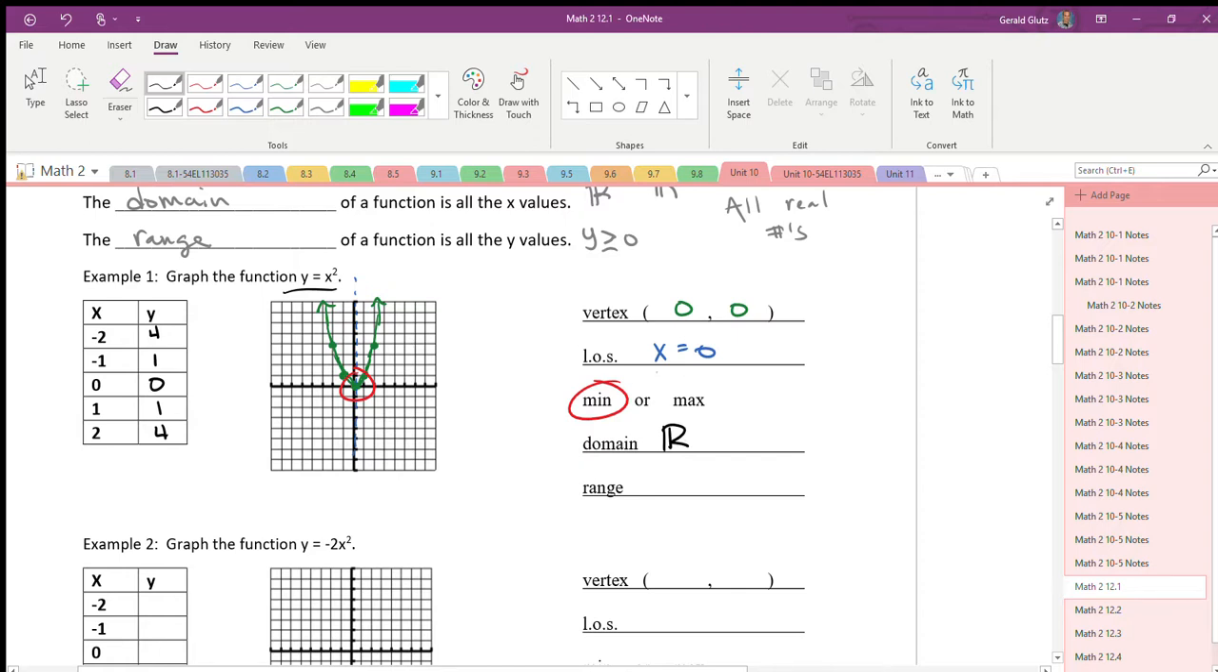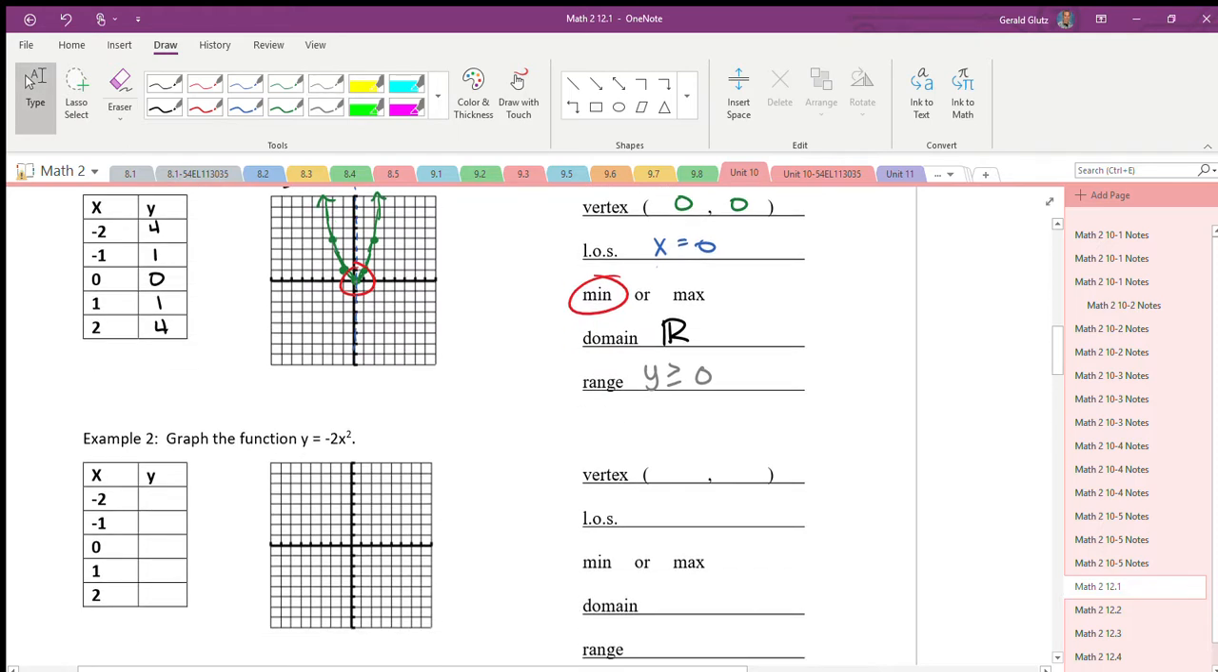The range is asking how far up and how far down the graph goes. So it goes up forever, but it stops going down right here where y equals 0. So that means y is either greater than or equal to 0. So that's example 1. So example 2 is pretty similar, just a different equation.